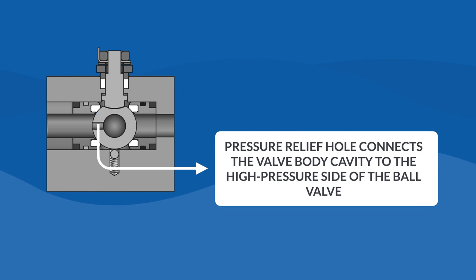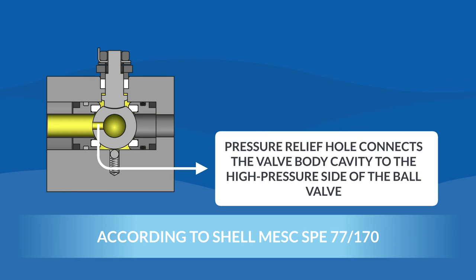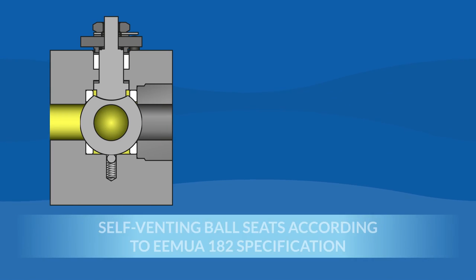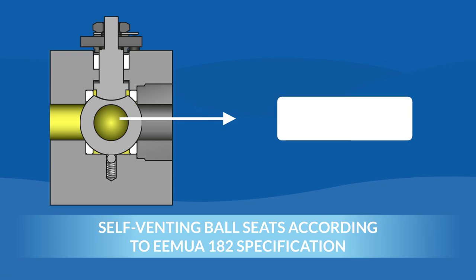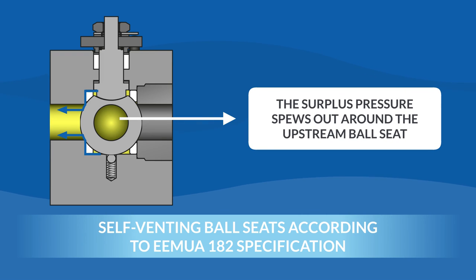The pressure relief hole connects the valve body cavity to the high pressure side of the ball valve when this is in the closed position, according to Shell MESC SPE 77170. Another solution is using self-venting ball seats according to EEMUA 182 specification. The surplus pressure is released around the upstream ball seat.